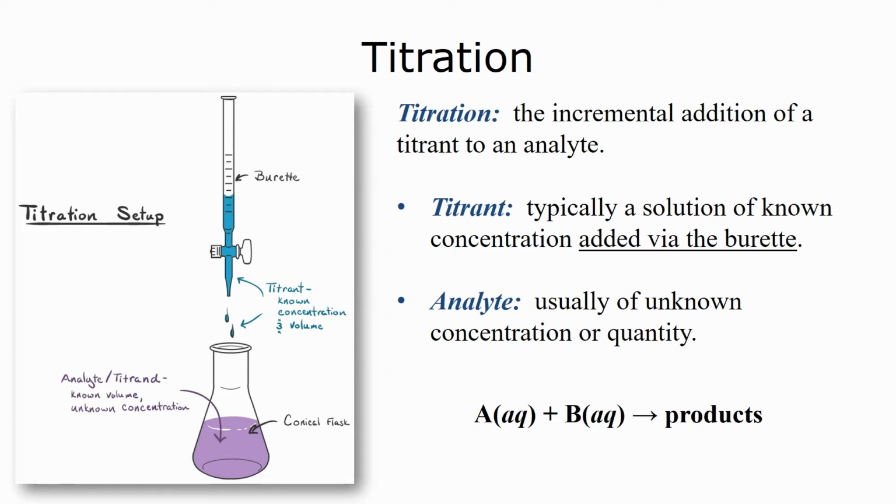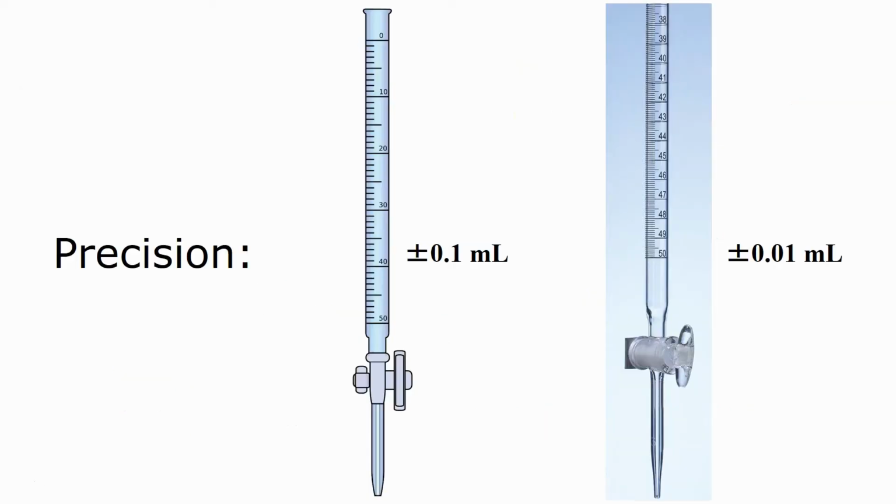The products are usually of little interest. This method can be used to determine the quantity of an analyte to a very high precision. So depending on the precision of your burette, you can measure the volume of the titrant to either a 0.1 or a 0.01 milliliter quantity.